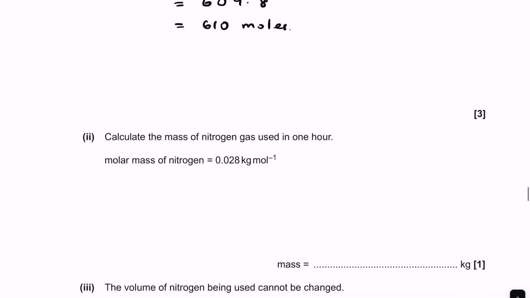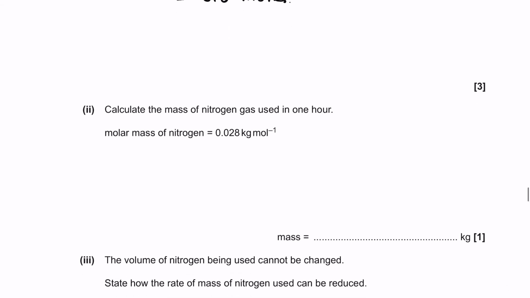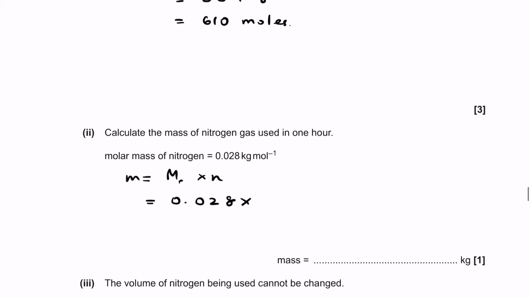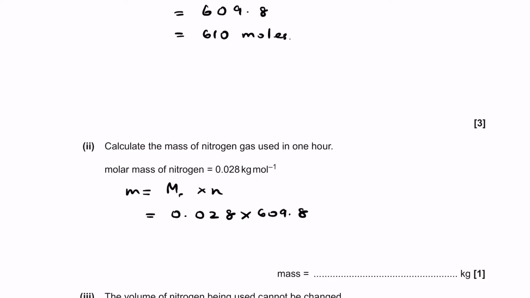Okay, moving on to part II. Calculate the mass of nitrogen gas used in 1 hour. We're given the molar mass of nitrogen, and this is a really simple question for anyone who takes chemistry for A levels. We know that mass equals Mr times moles. The Mr, which is the molar mass, is given to us in kilograms, which is what we need in physics, and times that by the number of moles that I just found. I'm going to use the unrounded value, and that would give me an answer of 17.1, or just 17 kilos.